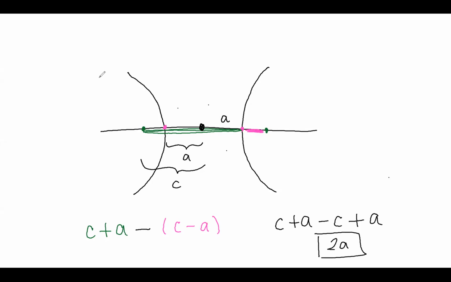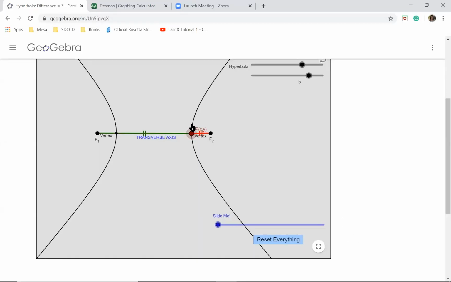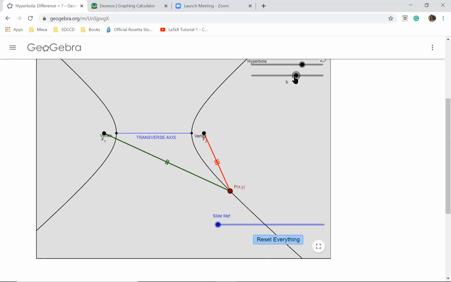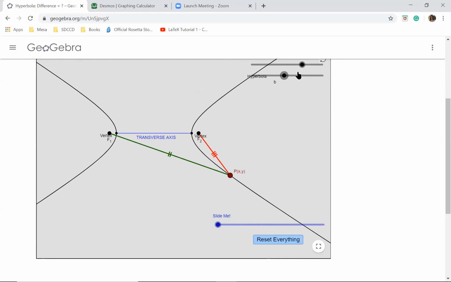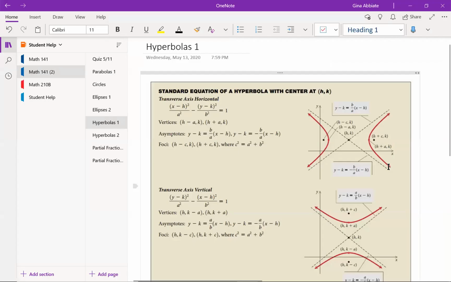Going back to GeoGebra for a second. If I move the point here and I were to measure the length of the green, subtract off the length of the red, that difference would be 2A, no matter where I am. And even if I change how the hyperbola looks, this lets me change how skinny or fat it is, the difference between these two is going to be 2 times A.